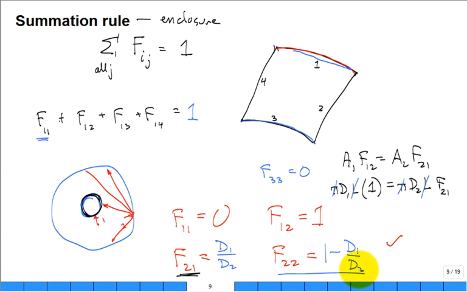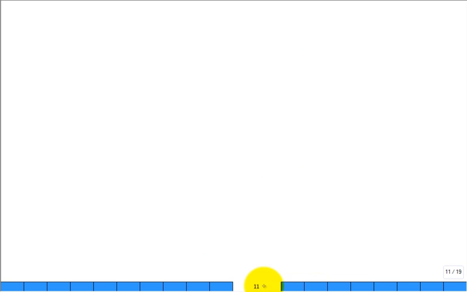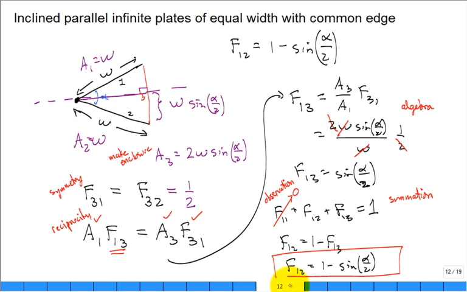Summation. You'll get very good at saying, oh, this is by inspection. You make inspection, then summation, then reciprocity, then summation, kind of jumping back and forth to figure out all the view factors needed. You can solve some really difficult problems. I'm not going to spend the time on it. This one's derived in the book.